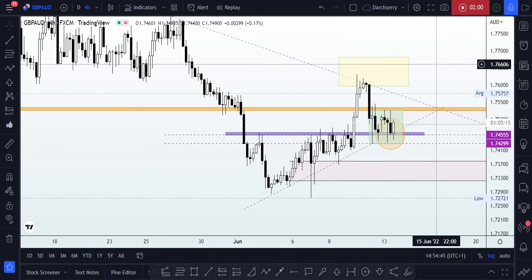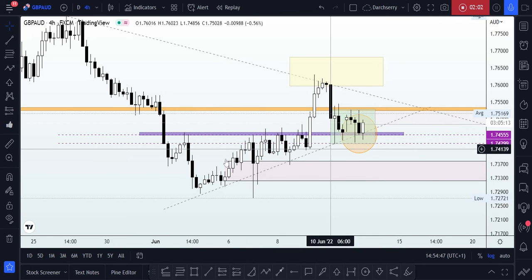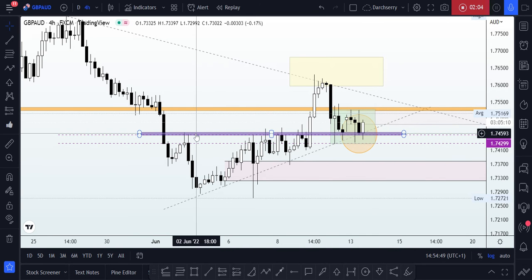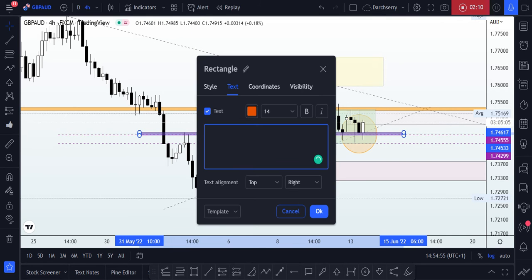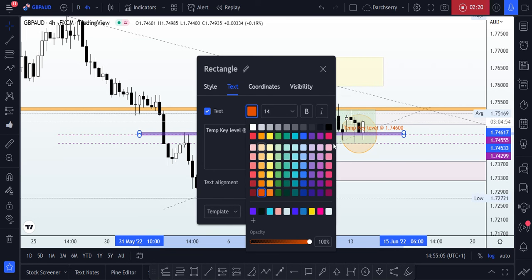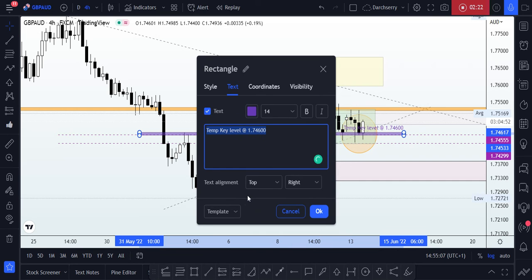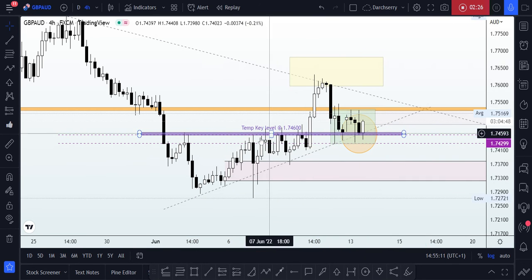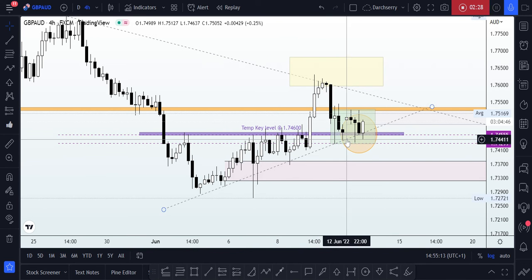However, to confirm our bearish momentum on this one, I have come to identify another temporary key level at 1.746 area. Allow me to label this for the sake of clarity. Temporary key level at 1.746. I want to place this right in the middle. Okay. So we have a temporary key level at this point.